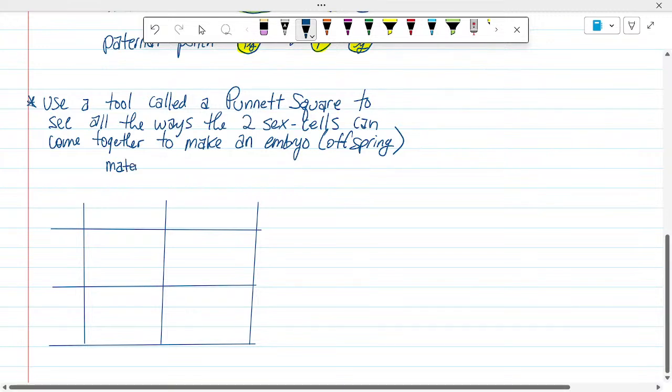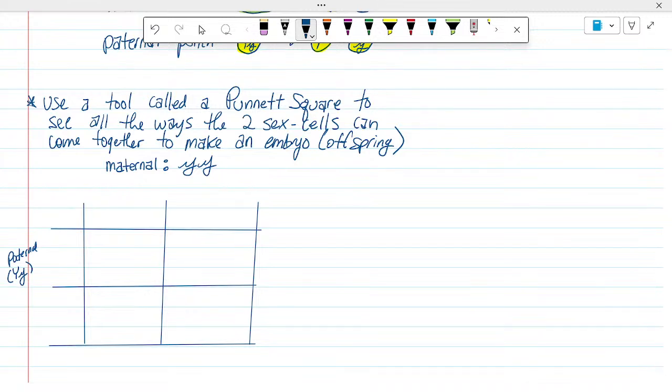But basically, up here, we have the mother, or the maternal plant, I should say. In other words, the plant that provides the female sex cell. And the maternal genotype was little y, right? And then over here we have the paternal, and the paternal was big Y, little y, right? Does that make sense? Okay, so how could these end up?